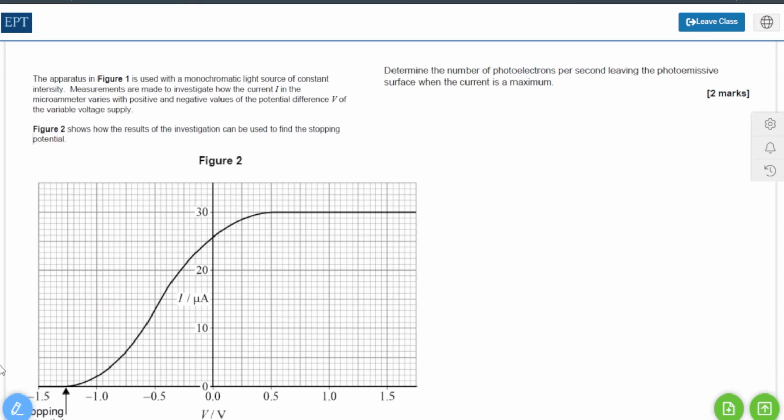In this question we've been asked to determine the number of photoelectrons per second leaving the photoemissive surface when the current is at its maximum, i.e. this value here. Now the current is going to be at its maximum when every single electron that is emitted from the surface is able to arrive over at the anode on the left hand side. All the electrons, if they are going to miss that anode, are actually attracted to it strongly enough so that none of them miss. The maximum current is exactly 30 times 10 to the minus 6 amps.